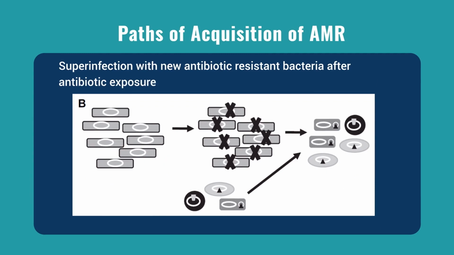Another mechanism of acquiring resistance is by superinfection with a new organism to which that antibiotic is not effective. So the initial antibiotic pressure takes care of the original organism, but another organism which is resistant to that drug can flourish as a superinfection.